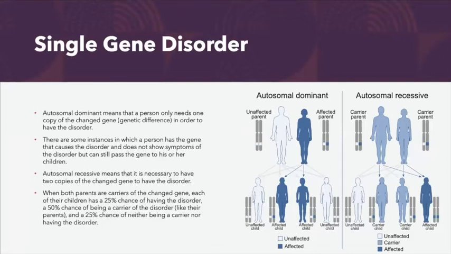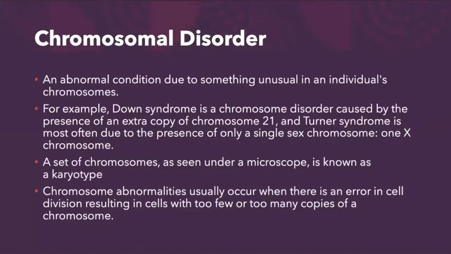Autosomal recessive means that it is necessary to have two copies of the changed gene to have the disorder. Each parent contributes one changed copy of the gene to the child who has the disorder. The parents are called carriers of the disorder because they have one normal copy of the gene and one changed copy of the gene, but they do not show symptoms of the disorder. These risks are the same for each pregnancy. When there is more than one person in a family who has the disease, the people are often in the same generation.